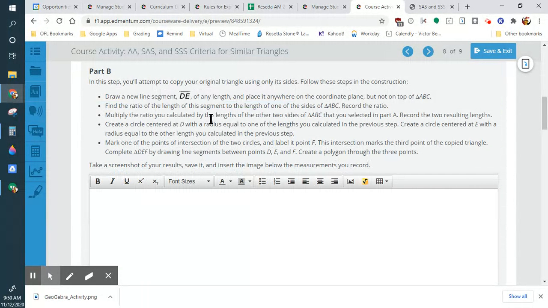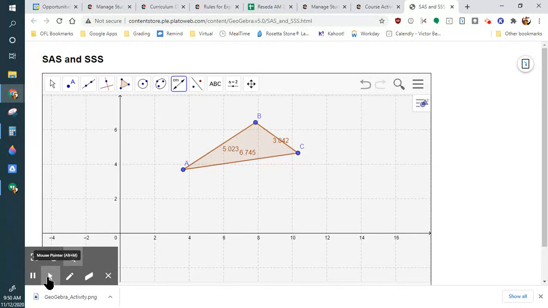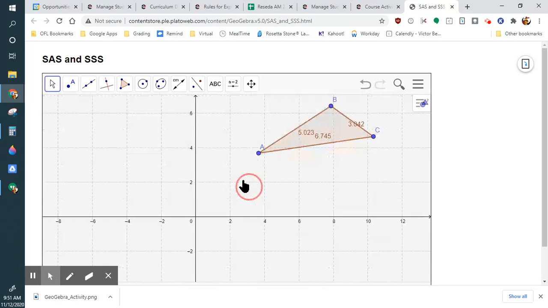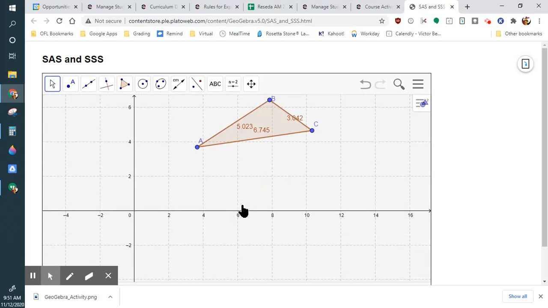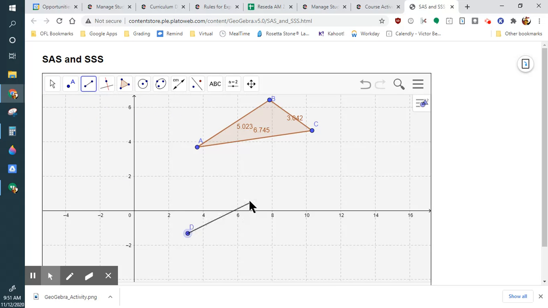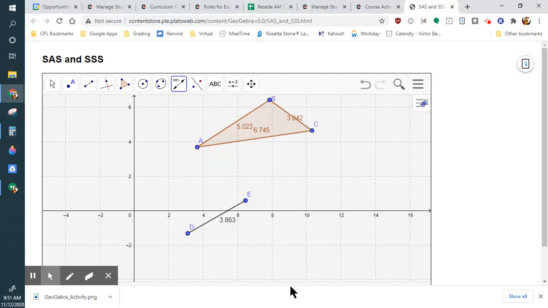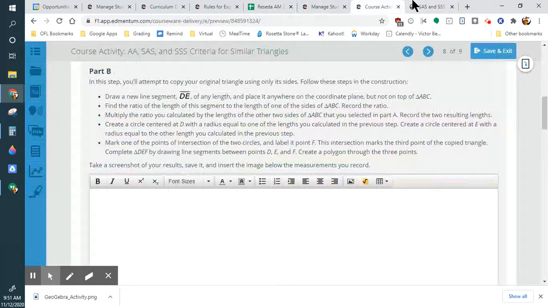Then it wants you to create another length DE in a different spot. So I'm going to make this one smaller just because I've been doing all of these bigger ones. Let's make a smaller triangle because why not? I'll do it right underneath just to make it a little interesting. That way we can still see this one. So I'm going to make a line segment, and this one I'm going to make smaller than AB. And I'm going to need to record it, so I might as well take the measurement now. So there's my measurement.